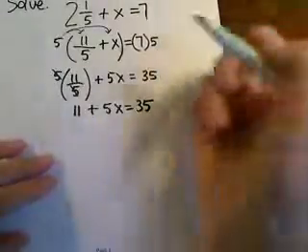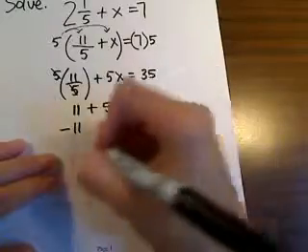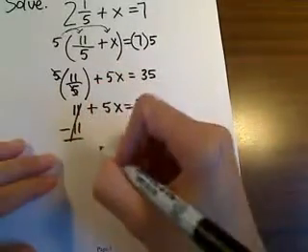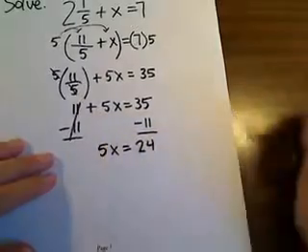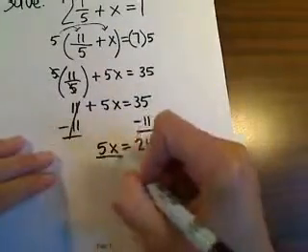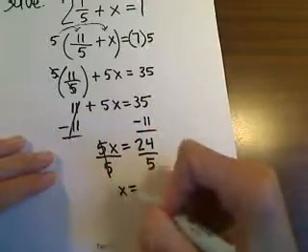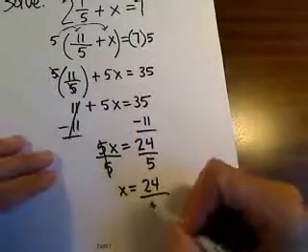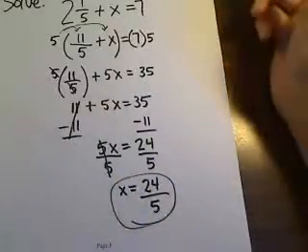Okay, and then we're just solving for x, so we're going to subtract 11 from both sides. And we have 5x is equal to 24. And then we divide by 5. Okay, so x is equal to 24 over 5. Now, that's one way to do this problem.